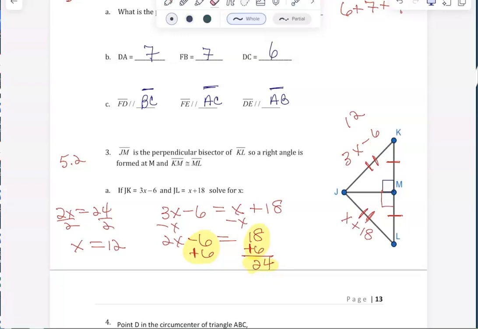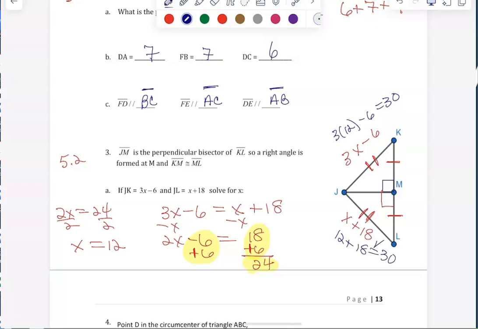Now, I'm going to do the same thing I just did a second ago and plug things in, because if it doesn't work, then I know there's an error, just like I found the error the other time. If I plug in 12, I have 3 times 12, which is 36, minus 6 makes this 30. And then 12 plus 18 makes this 30. That checks. I know that I'm correct. So the correct answer is that x is going to equal 12.